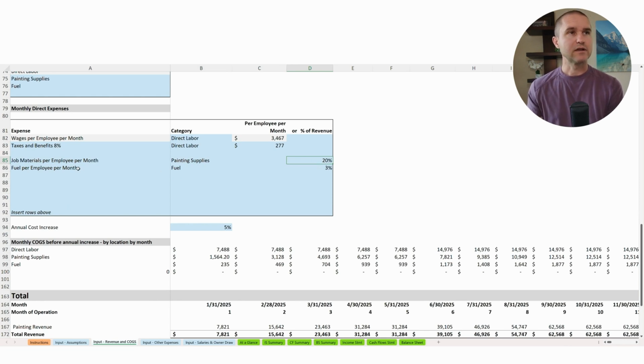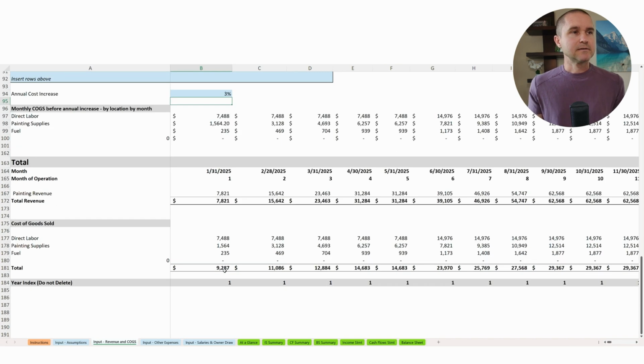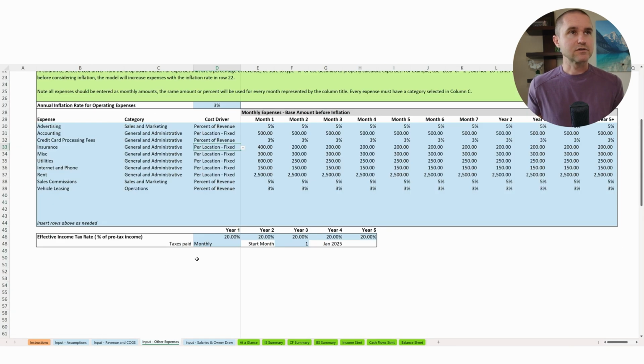And then we also put in a variable cost, fuel per employee per month, at 3% of total revenue spent on fuel driving around to jobs. We set an annual cost increase. Maybe we'll bring that down. Hopefully inflation is at 3%. Okay, so that's it on the revenue and cost of goods sold side.